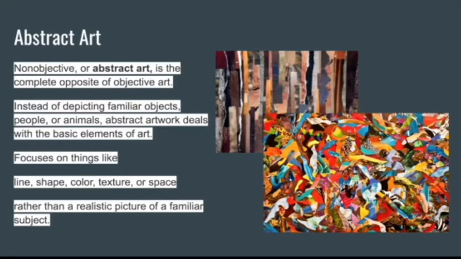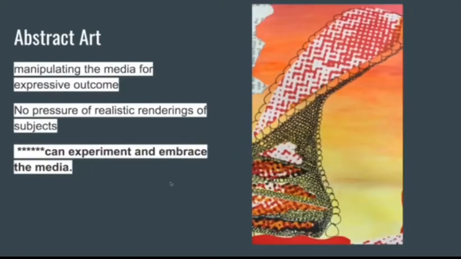So an easy way to remember this, objective versus non-objective, is I had a student one time say, for me to remember the difference between abstract and objective, non-objective means it is not an object, or it's abstract. So it's kind of the opposite. We don't look at it and say right away, oh, that's a koala. We look at it and we're actually taking a step back and we're focusing on things like line, shape, color, texture, or space. So kind of the basics of art rather than looking at a realistic picture.